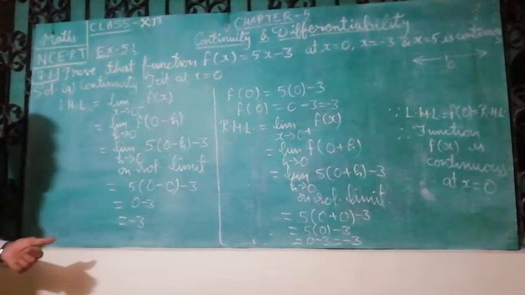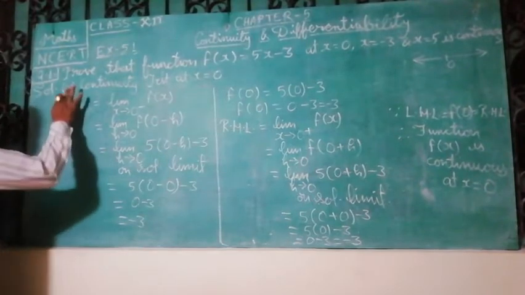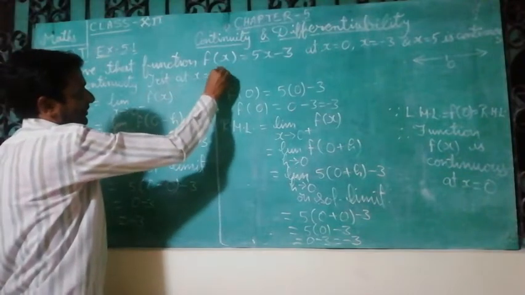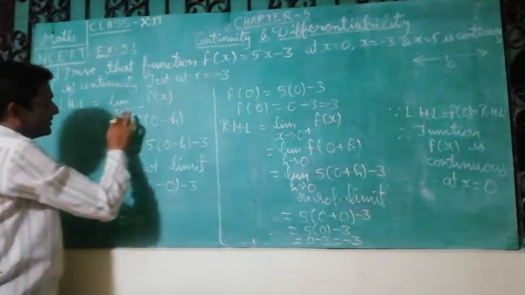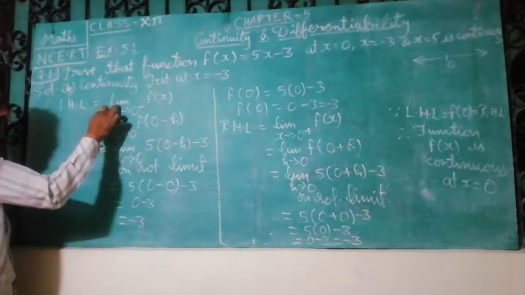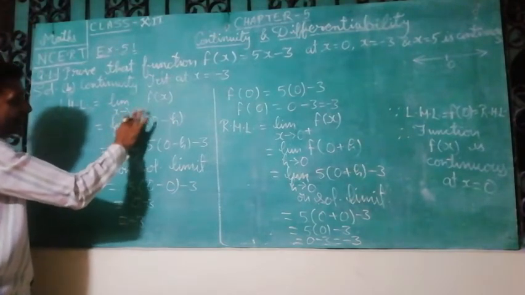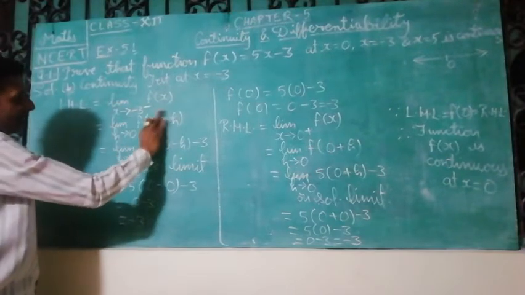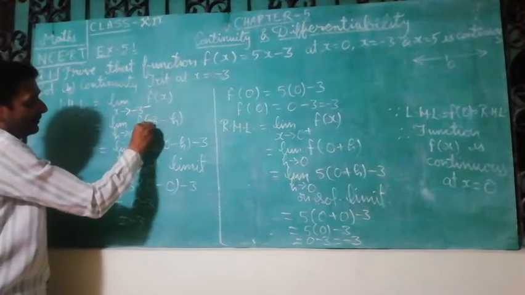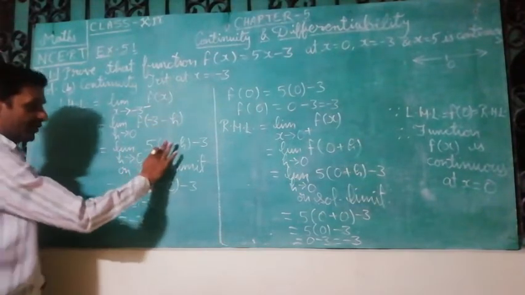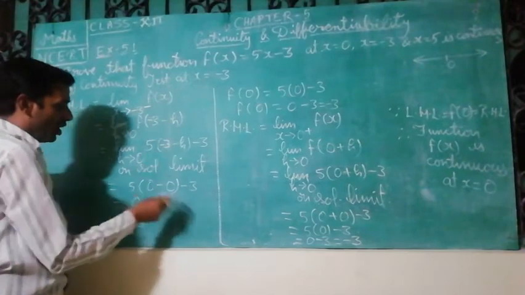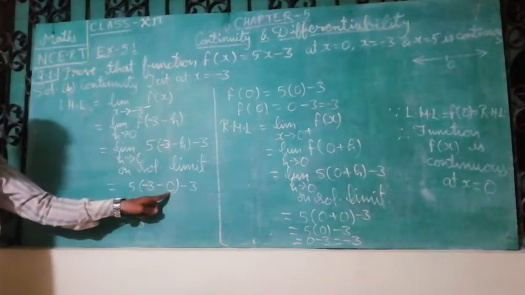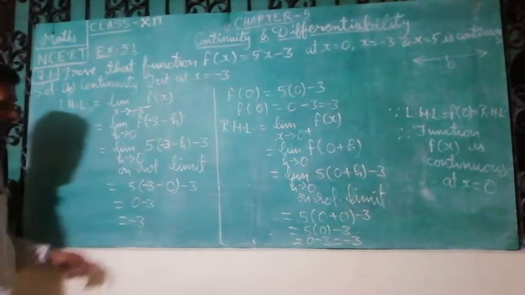So the A part of the first question is over. Now see, what is our B part? At x = minus 3 we have to check. So at x = minus 3, in the left hand limit we write the limit as x tends to minus 3 minus. Here we have to mention minus 3 minus. So minus 3 minus means we write minus 3 minus h now. Here also it will become minus 3 minus h. On solving the limit it will become minus 3 minus 0, because h tends to 0, so we write 0 only. So it will become minus 15 minus 3.